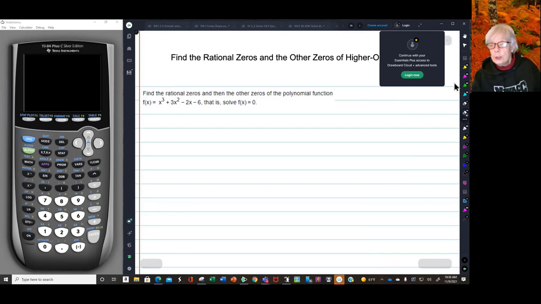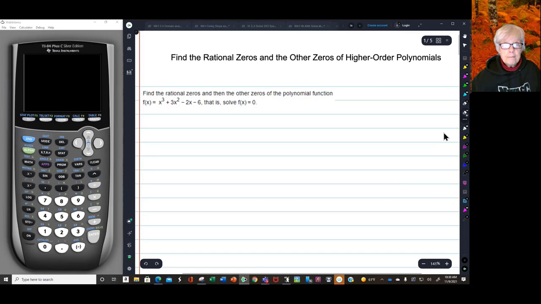All right, here we are. We're going to continue from where we left off. The last time we worked on this, what we did officially is we found out that not all polynomials have rational zeros, but if they do, they're going to come from a pool of all possible rational zeros for that particular polynomial. And we found out how to find them, and we're going to be doing that today, because that's step one in finding the rational zeros and other zeros of higher order polynomials, which means they're of a degree greater than two.